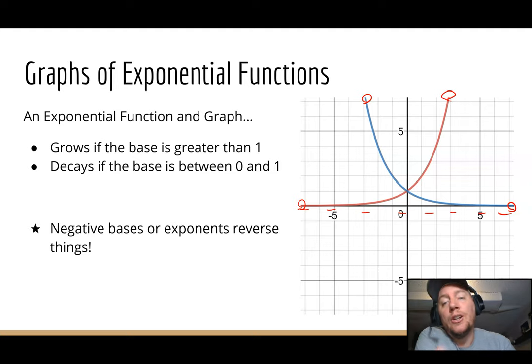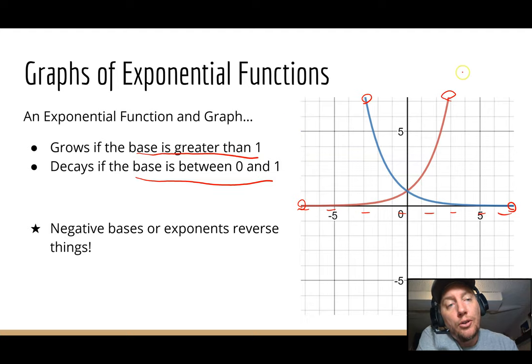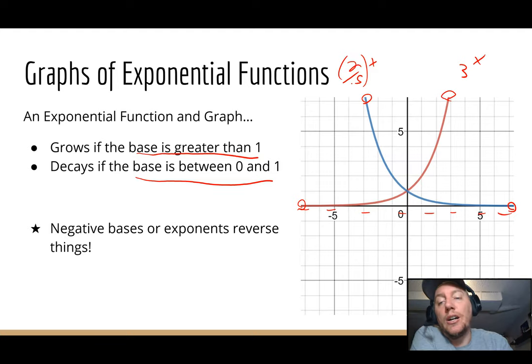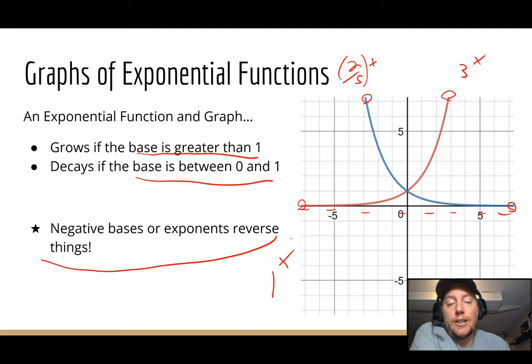The idea is it's growth if the base is greater than one. It decays if the base is between zero and one. So a growth could be 3 to the x. A decay could maybe be 2/5 to the x, something between 0 and 1. Look at this note down here. Negative bases or exponents reverse things. I'm not really going to care about that. I'm not going to add in that kind of tricky problem. We're always going to be either growth or decay based on the base. If it's more than 1, it's growth. Between 0 and 1, decay. It'll never really be 1 because 1 to the x is just 1. 1 to the 5th power is 1, so that doesn't go anywhere, so don't worry about that.